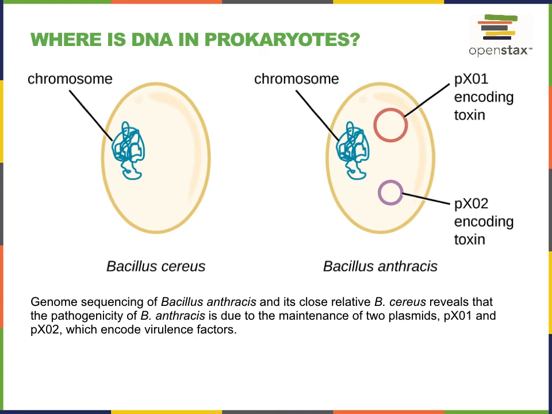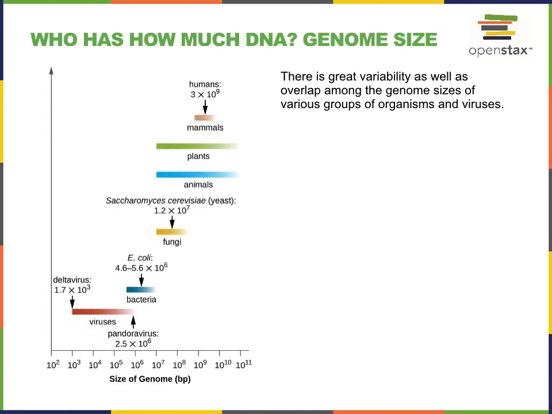Prokaryotes sometimes have some additional pieces of DNA floating in the cell. These are called plasmids, and they sometimes contain genes for important things like resistance to antibiotics or a toxin. Okay, so all cells use their DNA to make RNAs to make protein.